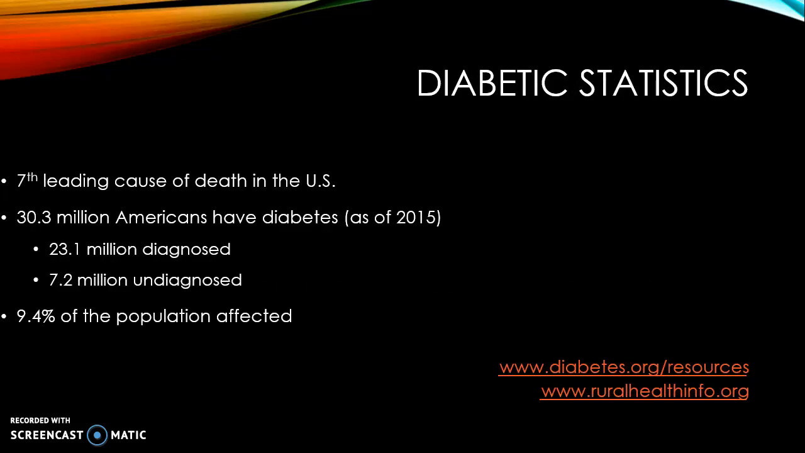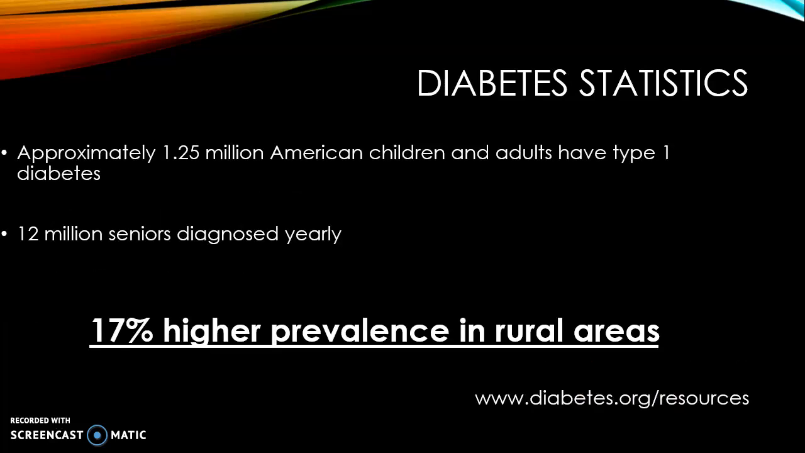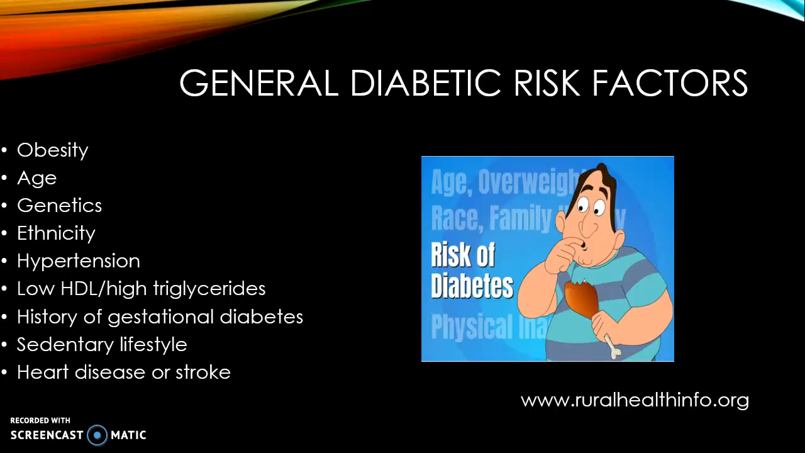Statistics show that diabetes is the seventh leading cause of death in the U.S. It affects millions of people annually, and more alarming, millions of people suffer from undiagnosed diabetes. Diabetes is a disease that affects adults, children, and elderly alike. But with all the given statistics, one thing that stands out is the fact that the prevalence of diabetes is 17% higher in rural areas.